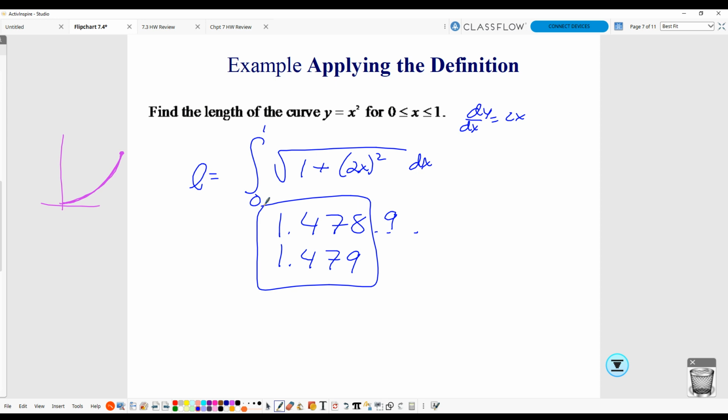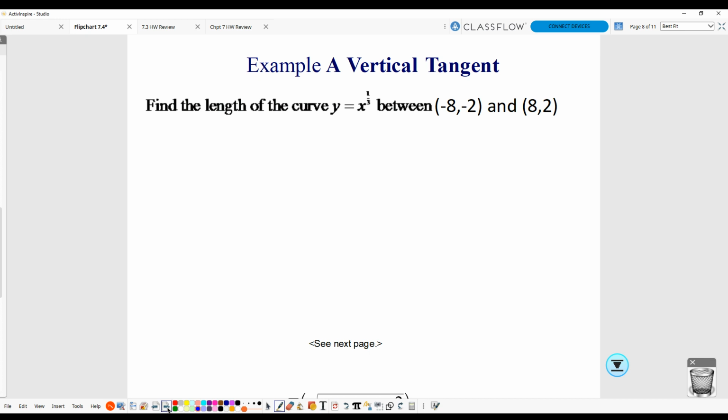Everybody okay with, who doesn't have a calculator and is not practicing this? Nobody's admitting to it. Okay. All right.